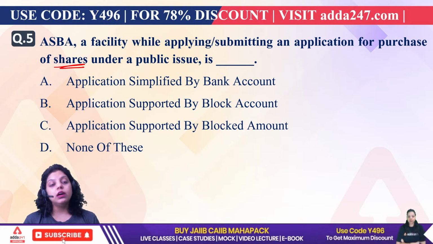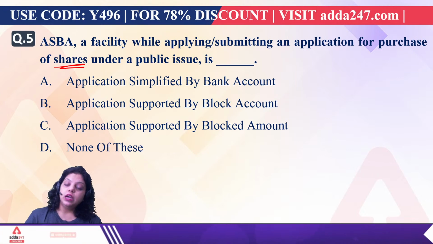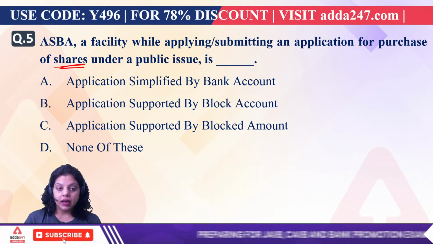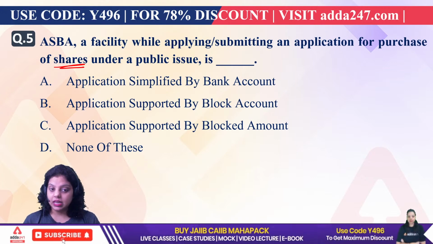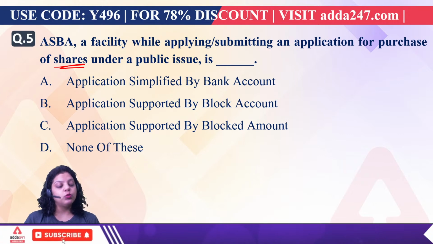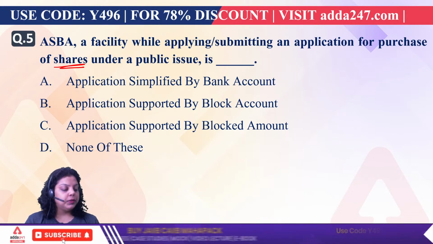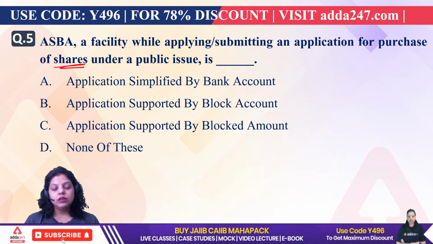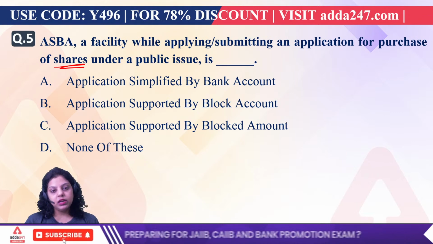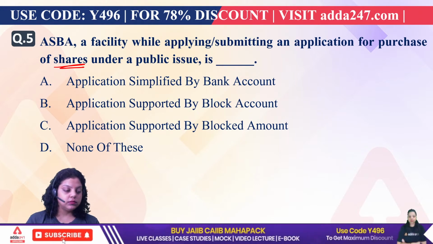So whenever a person wants to invest in a new issue, he or she can give an application to their bank to block a certain amount of money in our account because we want to purchase the new issue. Okay, so that's what your ASBA is. So what will be the full form? First is saying application simplified by bank account, application supported by block amount, application supported by blocked amount, or none of these.